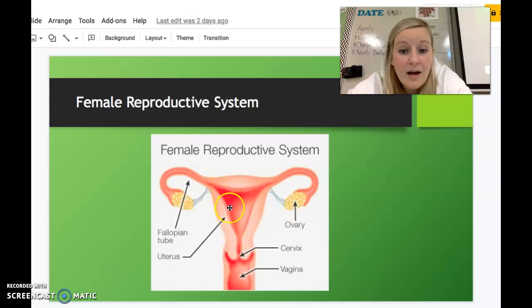The lining of the uterus, that mucous membrane, is the endometrium. That's like this light pink shaded area that I'm kind of highlighting around the uterus right here. And then here is the cervix, and then here would be the vagina. Okay, so the baby would hang out here for 9 months, and then it would pass through the cervix and then out through the vagina to be born.